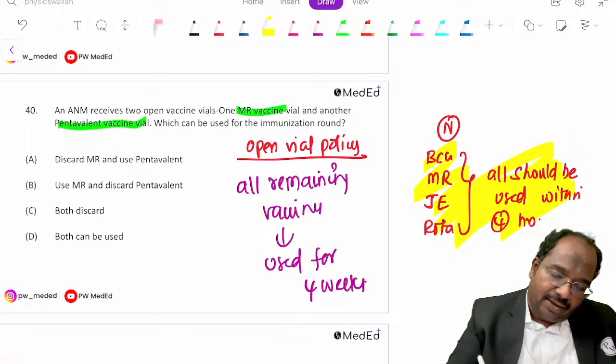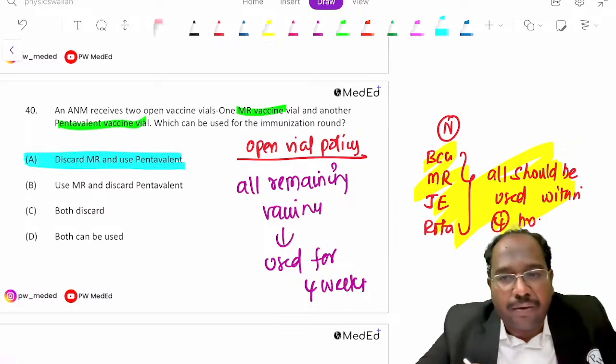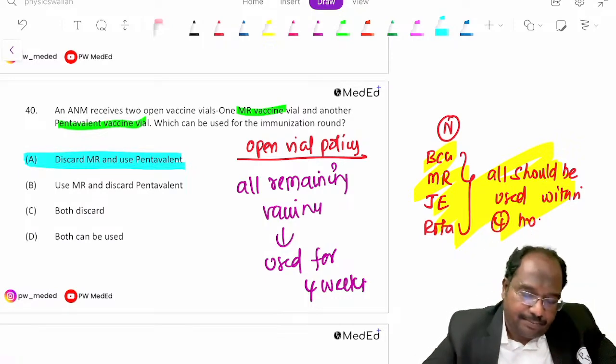So what is the answer? MR you have to discard. Pentavalent you can use for 4 weeks.